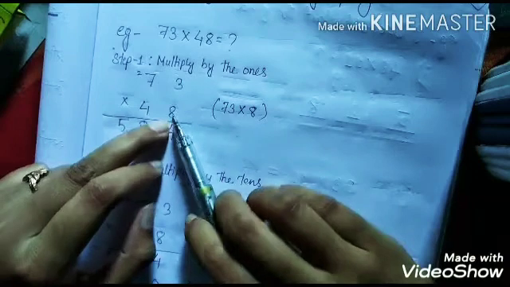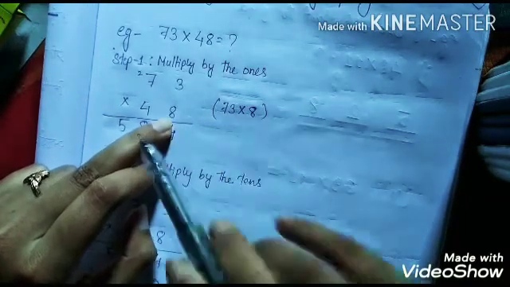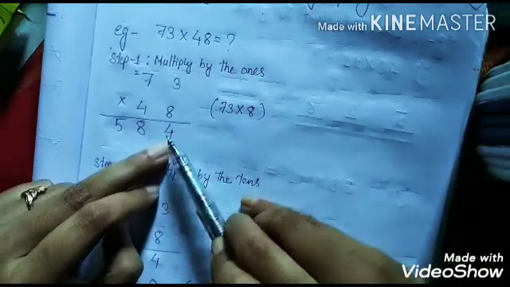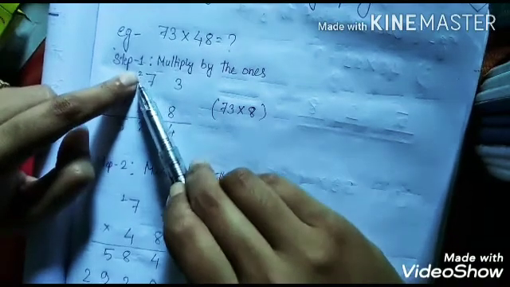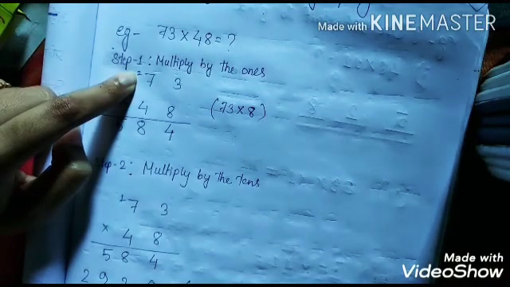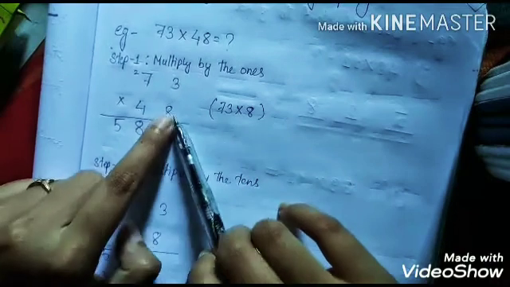So that means we are multiplying 73 with 8. So that one I have written here. 8 threes are 24. Okay, so 4 I have written, and 2 is regrouped here. 2 is carried here. So again 8 sevens are 56, and plus 2 will be 58. So our ones place is done.